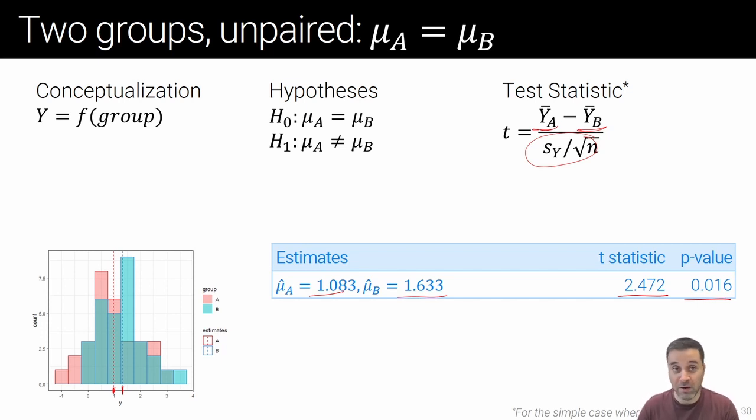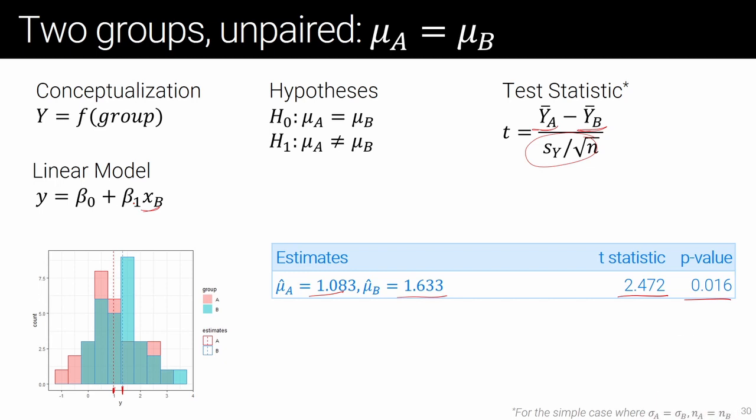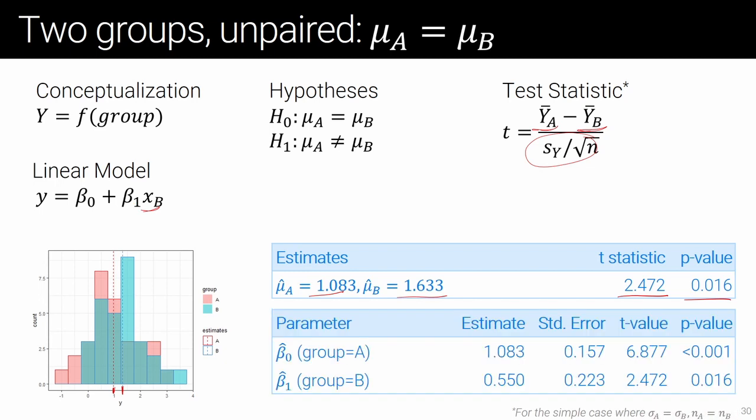We could also fit a linear model, and in this case, our linear model would be something like this: beta 0 plus beta 1 xb. And this xb is modeling whether we belong to group A or group B. And so this is just a dummy variable. All right, what would be the regression table in this case? So we have beta 0, which would correspond to the average for the reference. In this case, the reference group is A.